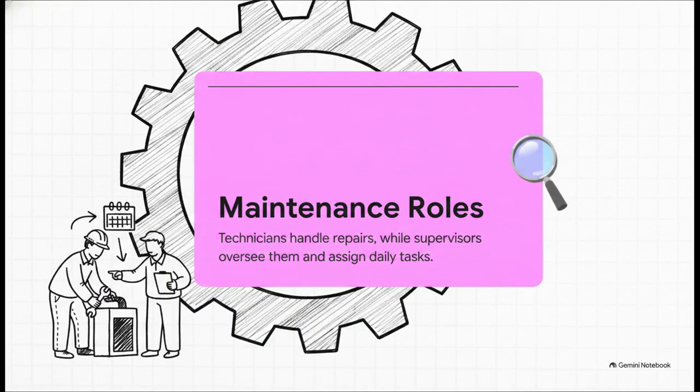And to stop equipment breakdowns from completely derailing your schedule, your maintenance process has to be bulletproof. You do this by clearly separating roles. You've got your maintenance technicians, they're the ones actually turning the wrenches and executing the repairs. Then you have your maintenance supervisors. They oversee the technicians, plan the schedules, and set the daily tasks. Keep the roles clear, and the accountability stays clear.